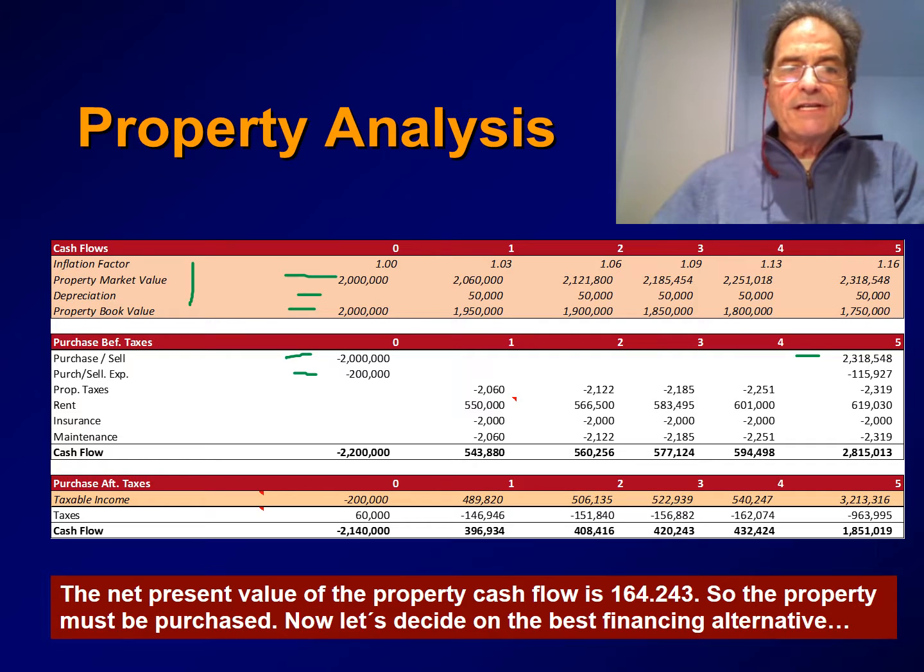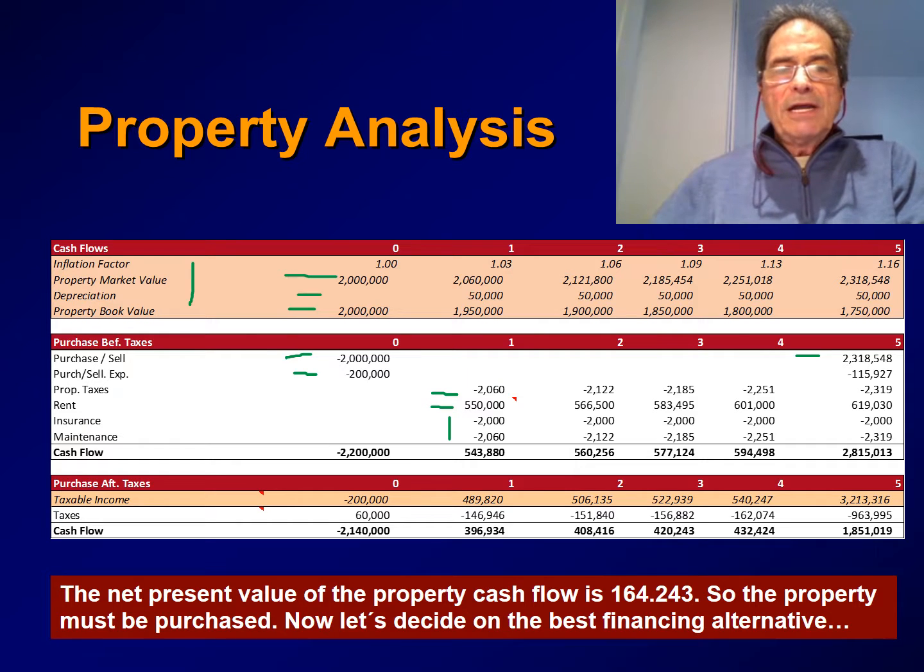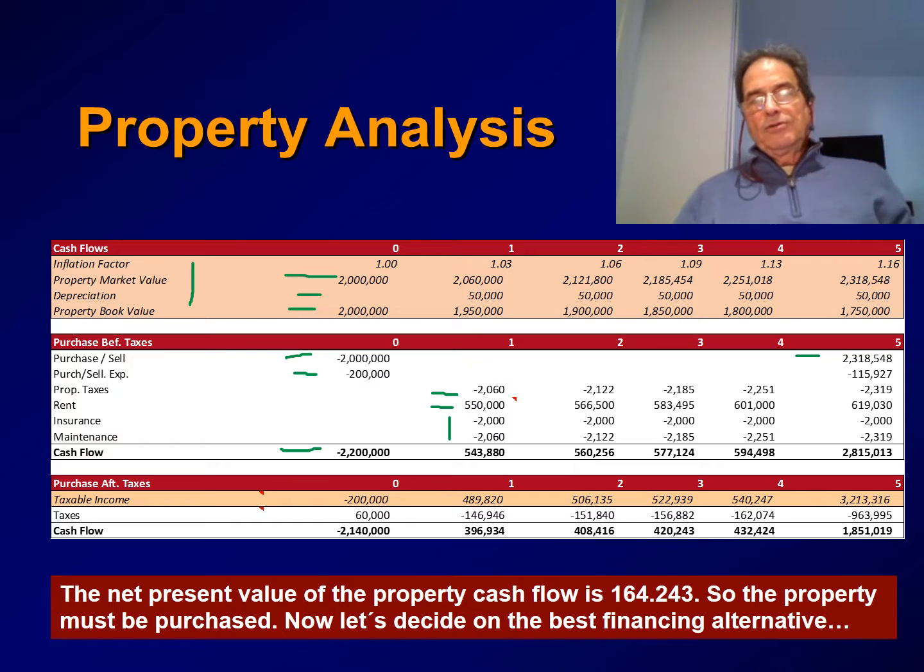Then we have the purchasing expenses and selling expenses. And finally, we have the property taxes here, the rent that we save because we bought the property. We also have insurance and maintenance. If we add that up, in the end, we obtain the cash flow of purchasing the property before taxes. So we have a negative cash flow at time zero of 2.2 million, and then a positive cash flow of 543,880 in year one, 560,256 in year two, etc.